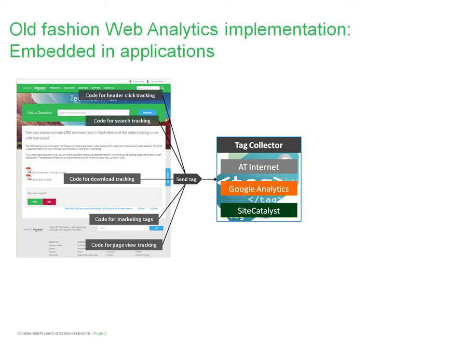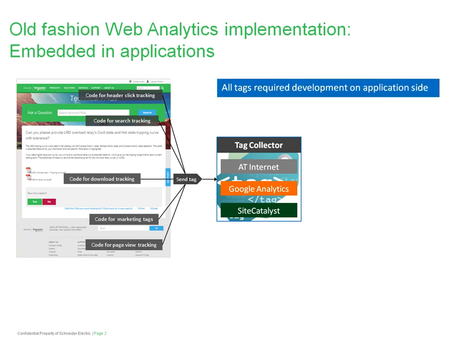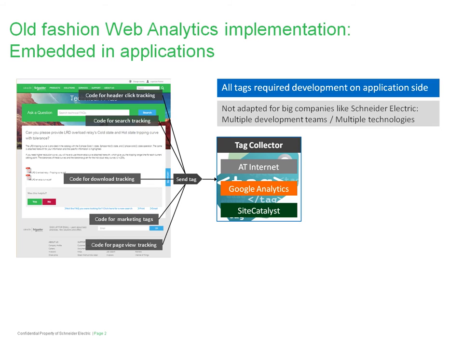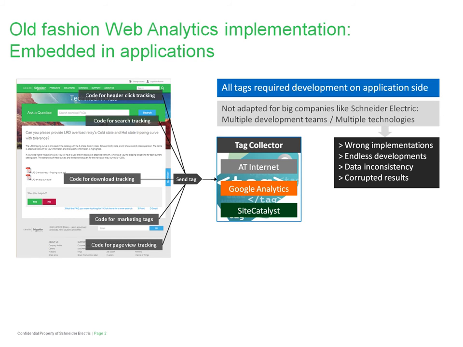So all tags required an effort from the application development side, and anytime a change occurred with these tags, it meant an application code modification. The process was really inconvenient and definitely not adapted for big companies like Schneider Electric. Because development teams' technologies varied, development cycles were never the same, which led to wrong implementations, endless developments, and in the end, corrupted data. Obviously, this was not agile.